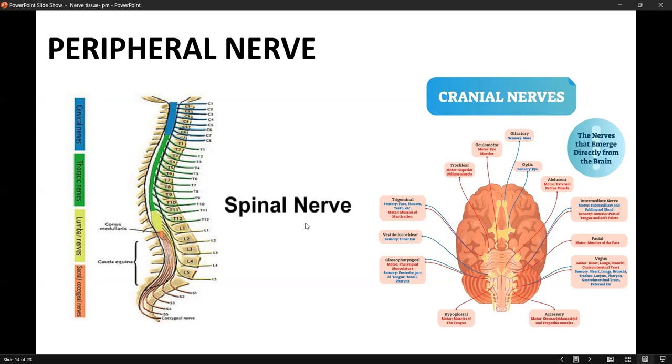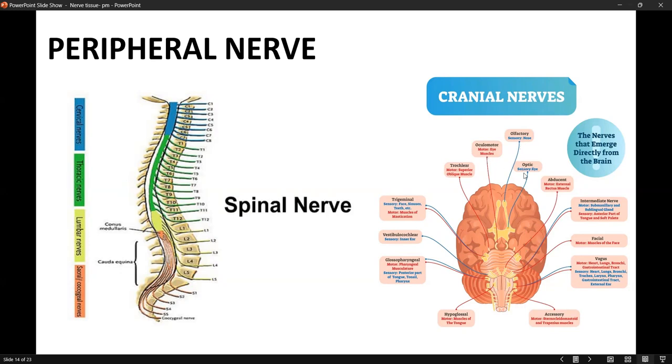Formation of a spinal nerve involves both sensory fibers as well as motor fibers. So a spinal nerve is a mixed nerve with regard to the function that it is carrying. It will carry sensory impulses as well as motor impulses. Whereas cranial nerves, not all cranial nerves are mixed. Some of the cranial nerves are purely sensory only, and some are purely motor only.